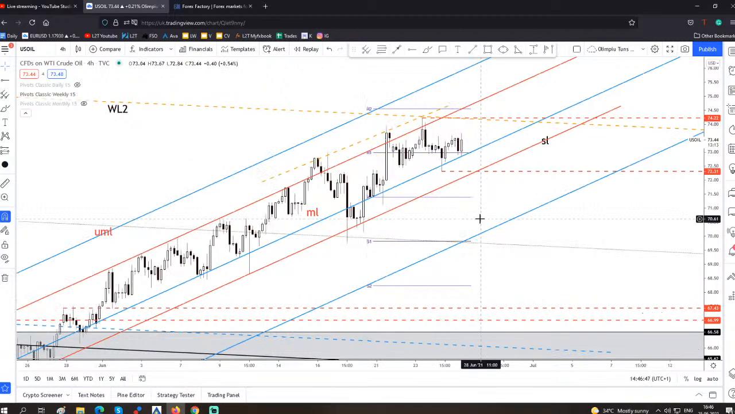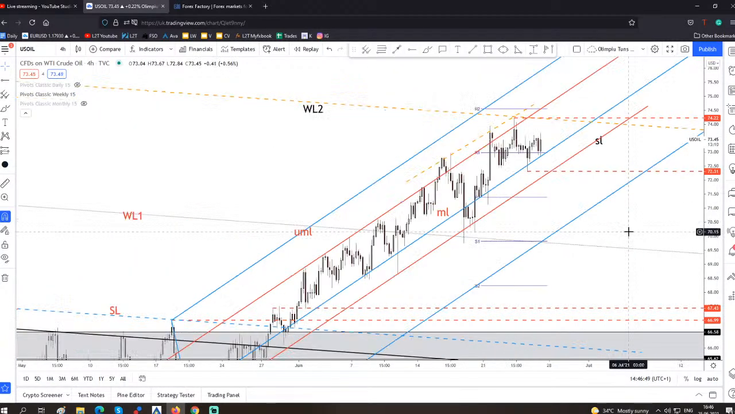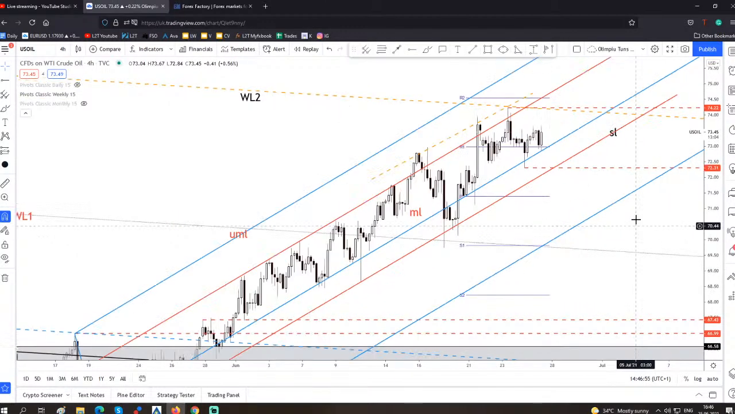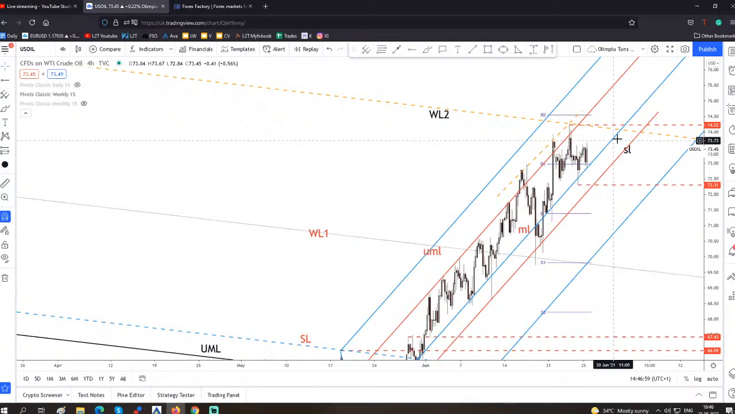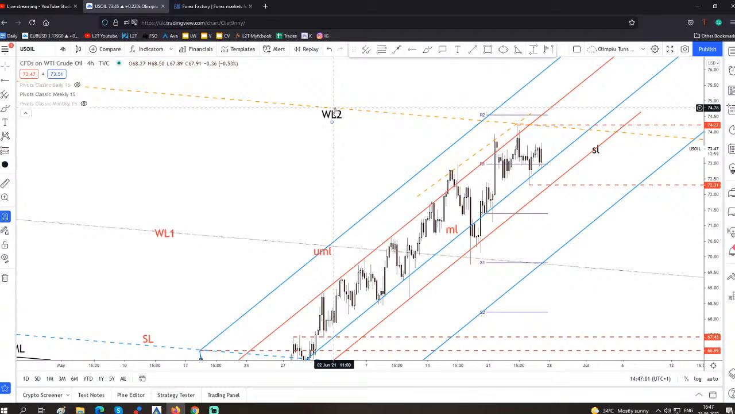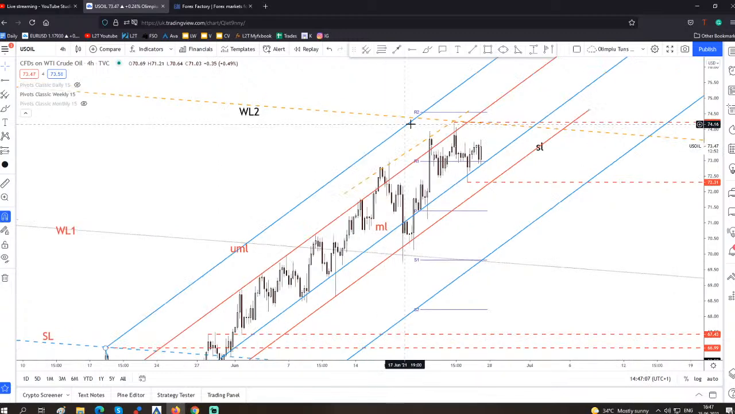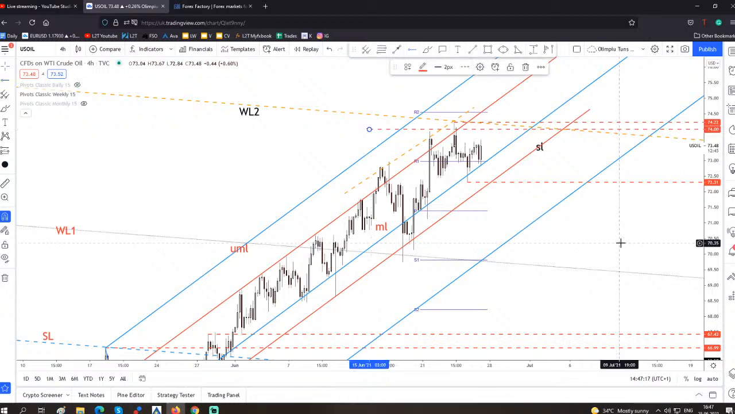This one will not be helpful for us. So here we have a strong resistance area zone because we have this second warning line of a major descending pitchfork. Also we have here the 74 psychological level. So let's wait and see how the price will react here in this resistance area, resistance zone.